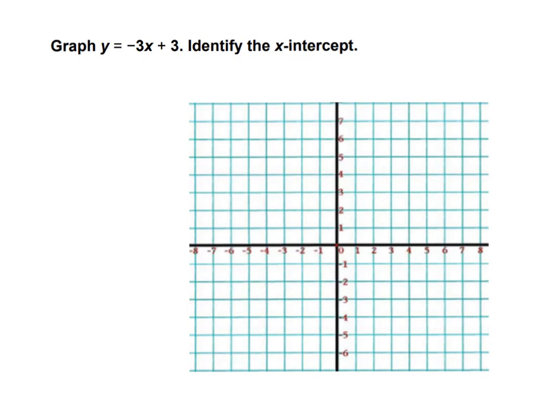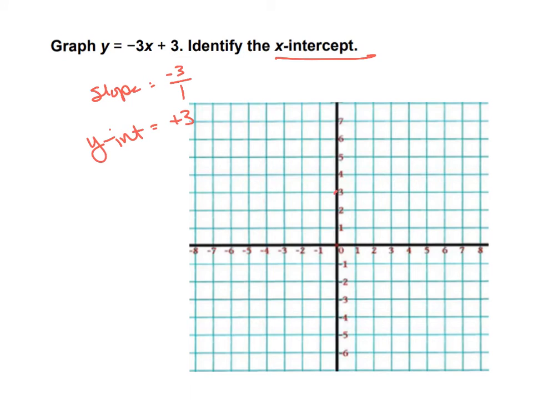So now we're going to find our x-intercept. So let's graph our equation. Y equals negative 3x plus 3. Our slope is negative 3. We're going to put it over 1. Our y-intercept is a positive 3.